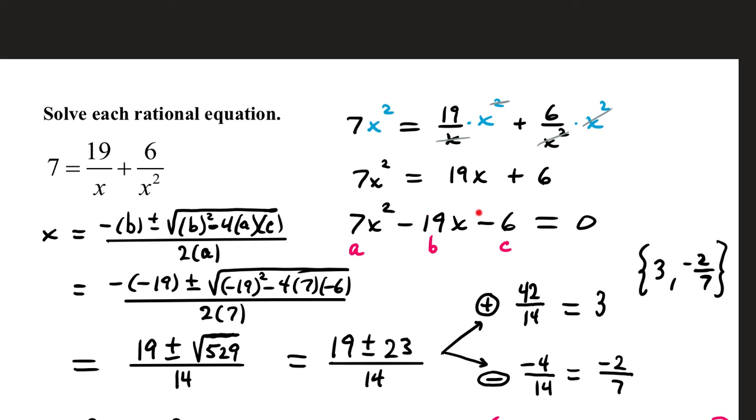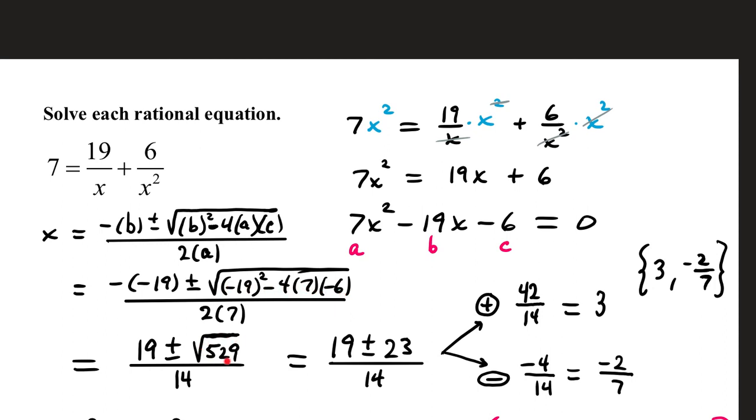This equation is actually factorable, but if you don't feel comfortable factoring, remember you can always fall back on the quadratic formula. A is 7, B is negative 19, C is negative 6. As a reminder, here's your quadratic formula. Substitute in A, B, and C very carefully. Negative 19, negative 19, that's positive 19, plus or minus the square root, negative 19 squared minus 4 times 7 times negative 6.